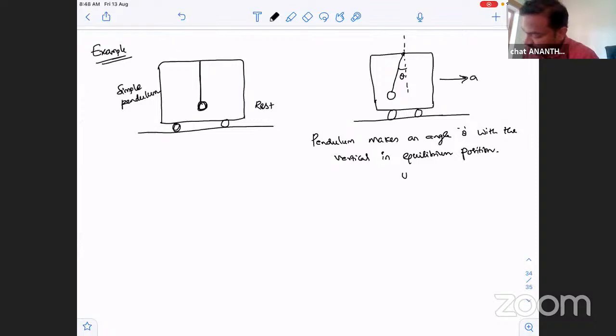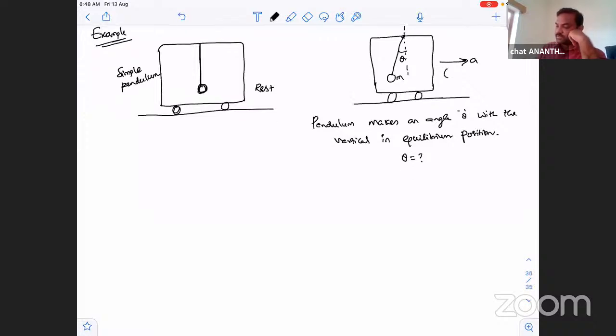Now what is the theta value? Can you try? You can take the mass of the pendulum as m. Can you try to find the theta value? How much angle will it make with the vertical in equilibrium when the trolley is accelerating forward? It's an accelerating trolley.